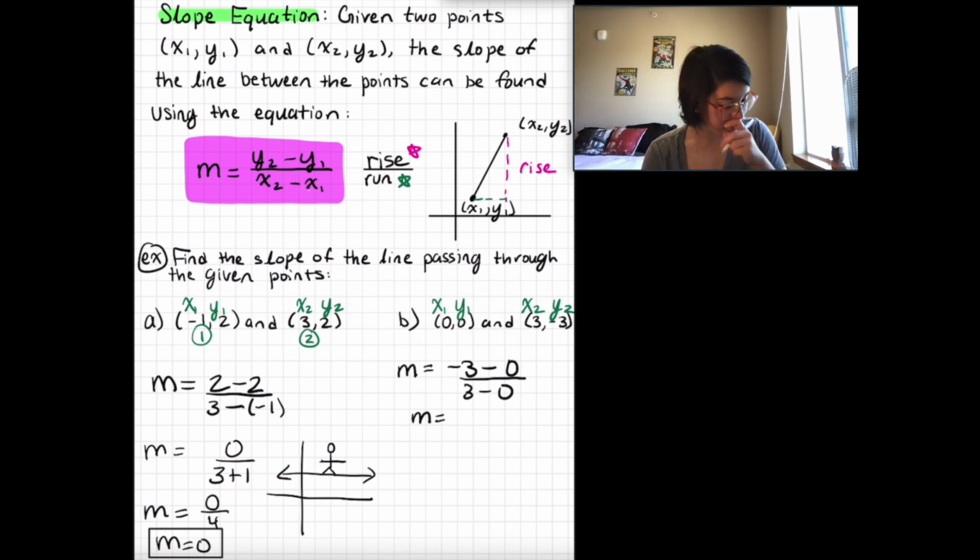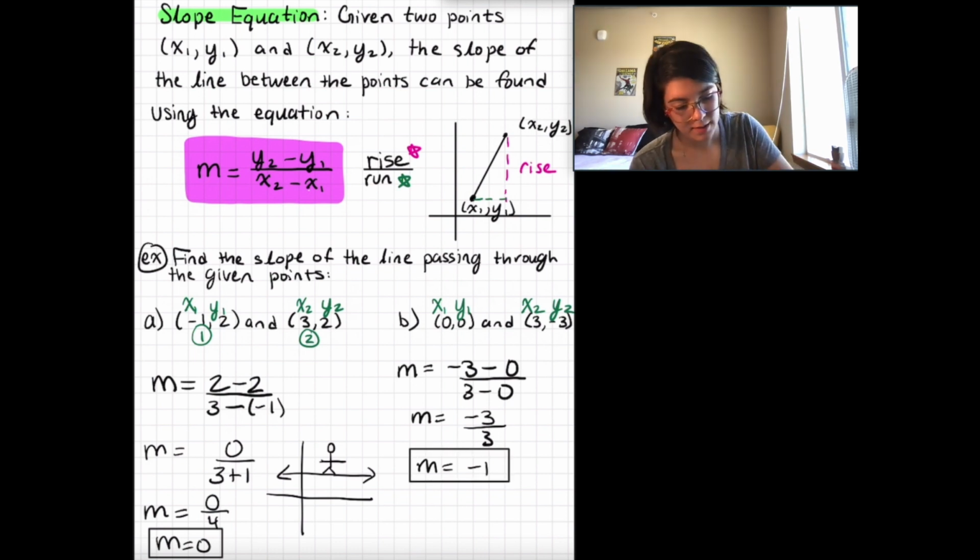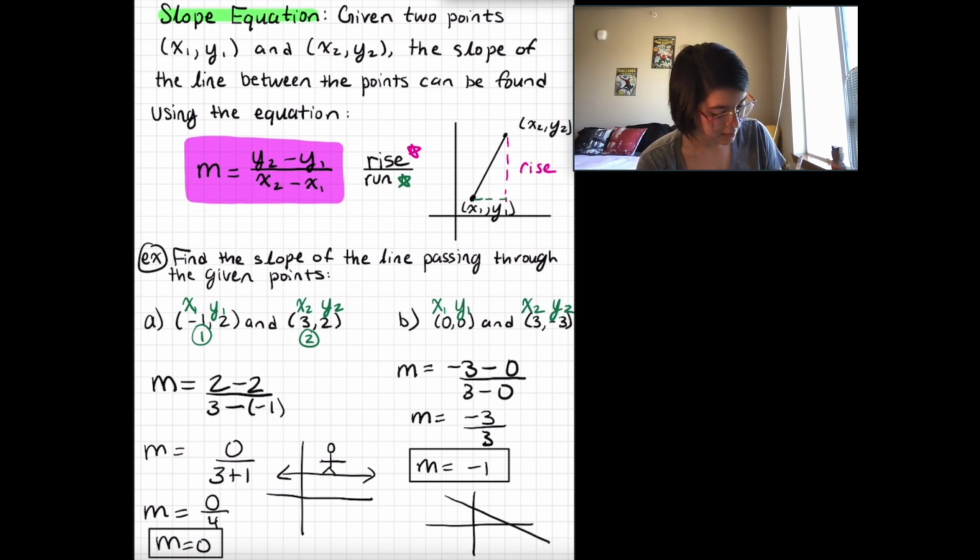So on the top we have negative 3 minus 0. Anything minus 0 is just that thing, so it's negative 3 over 3 minus 0, which is just 3. And then we have negative 3 divided by 3, which gives us negative 1. So our slope is negative 1. And since negative 1 is negative, if we were to think about this graphically, our slope might look something like this. Think of yourself walking on this line. It's negative, so we're going down.